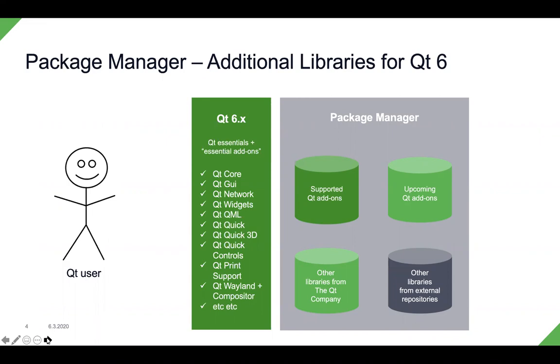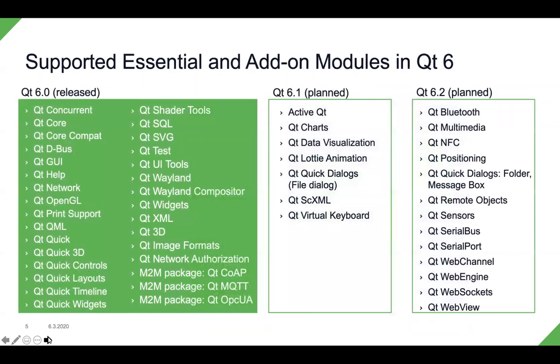So this is the idea also for the additional libraries, and our vision is that this allows us to really make the lives of users much easier, by having access to a larger amount of content than is coming with Qt 5. Speaking of those essential and add-on modules, Qt 6, the green one that is now already released, contains a bit over 30, I think 31 to be precise, modules, mostly the essential modules, and then some of the most used add-ons.